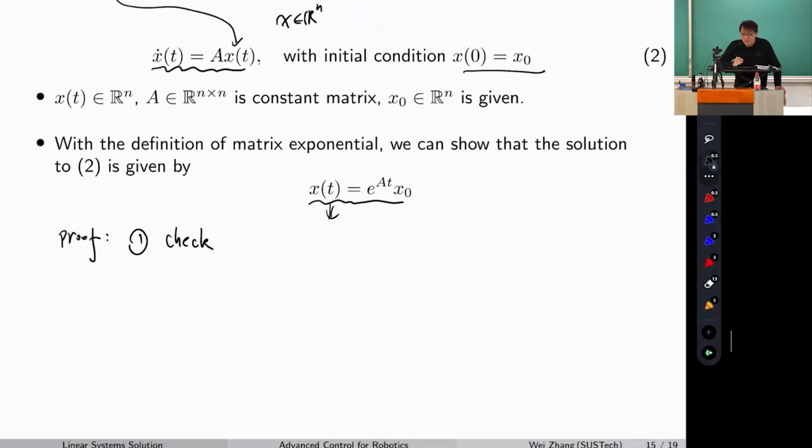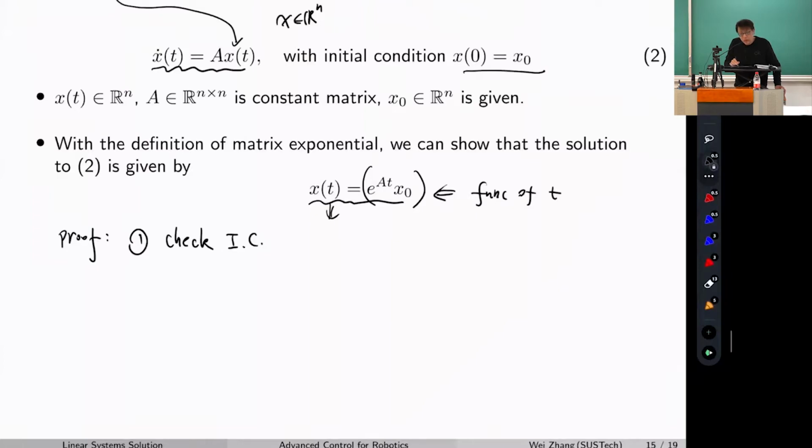Vector field. Okay. First, check the initial condition. This is a function of t. This guy is a function of t. All the other things are given. A is a constant matrix, and x0 is a vector. So this is a function of t.